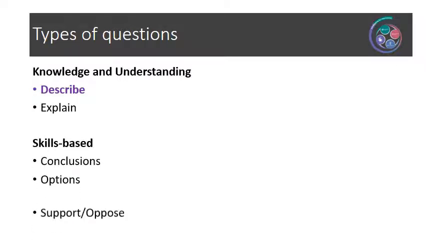So what type of questions will you have to answer in a National 5 exam? Well, as today's session is focusing on knowledge and understanding, we will look in detail first at describe and later in the session at explain questions, but you will also have one of each of the 3 skills-based questions. These are conclusions, options, and support opposed questions.